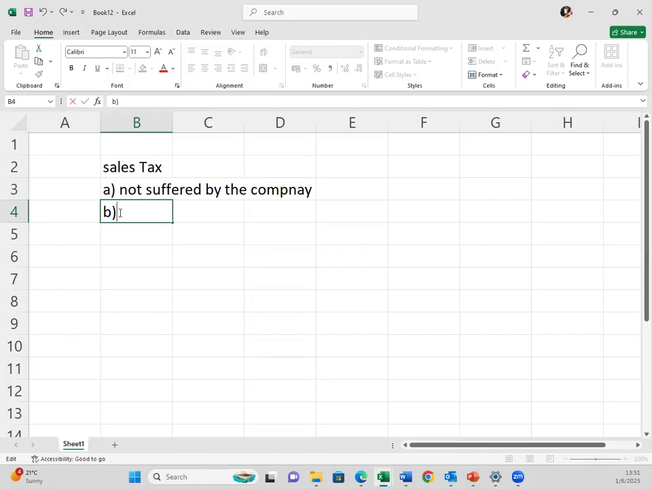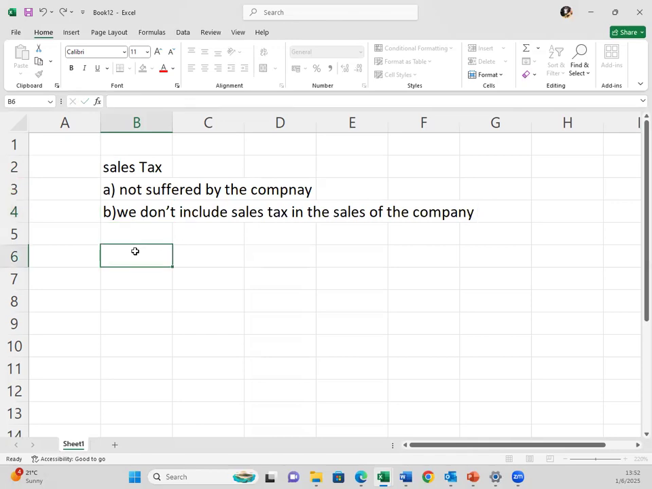Also, when we are recording our transactions, we don't include sales tax because it's not our tax. So we record transactions net of sales tax. We don't include sales tax in the sales of the company. We record our sales exclusive of sales tax.